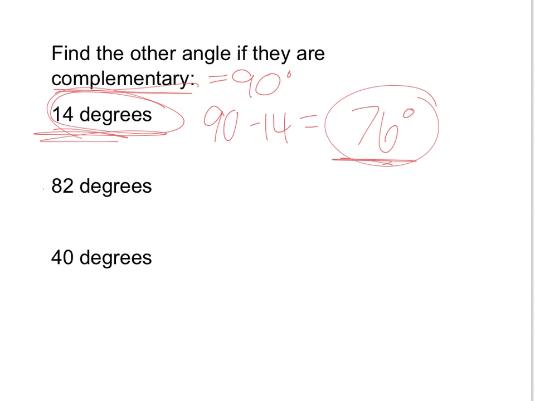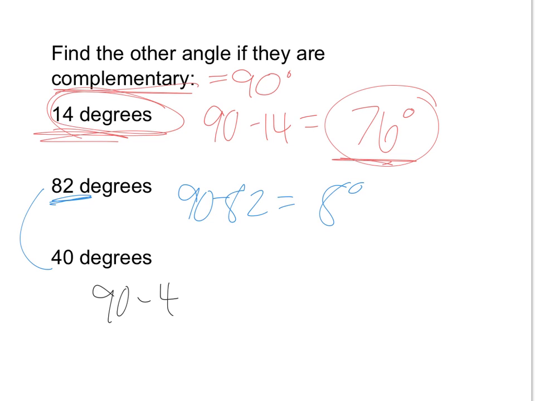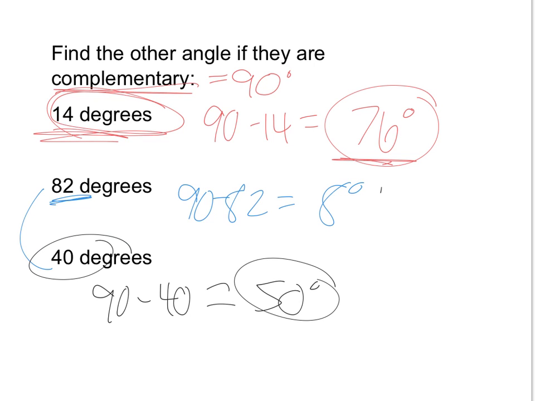Okay, bottom two, same idea. If we want this 82 degrees, what does our other one need to be in order for them to be complementary? So we just take 90 minus 82, and we'd get 8. And our bottom one here, we would take 90 minus 40, and we get 50 degrees, because these add up to 90, and these add up to 90.